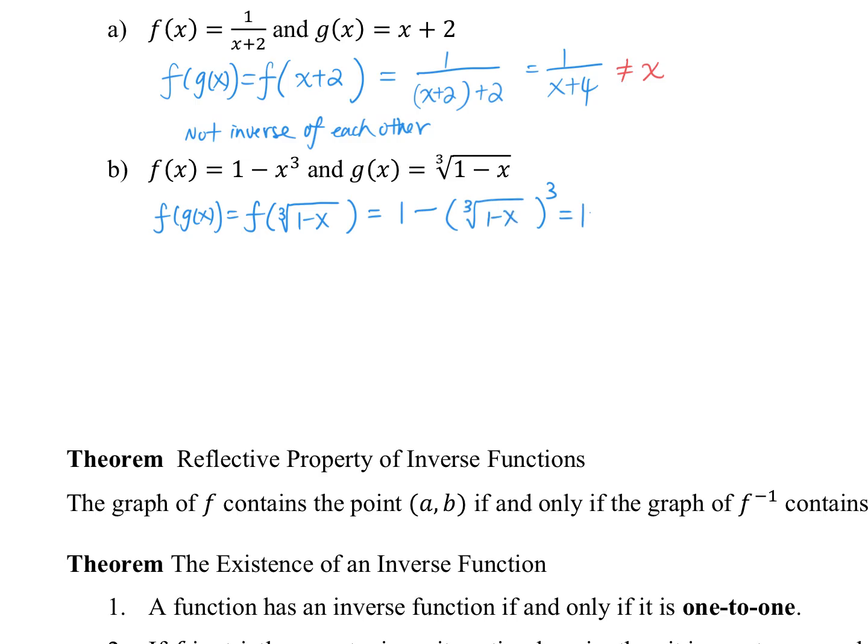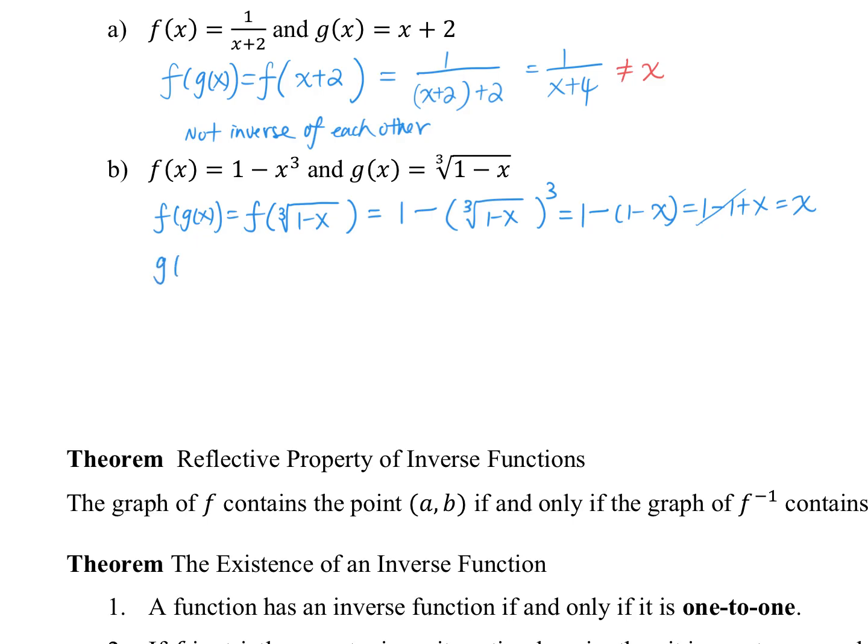And this is equal to 1 minus cube root, and then you raise to power 3, they kind of cancel out with each other. So you have 1 minus x, and then drop the parentheses, and the 1 cancels out. And therefore we have x. Well, that's a good sign. So f undoes the g, basically.